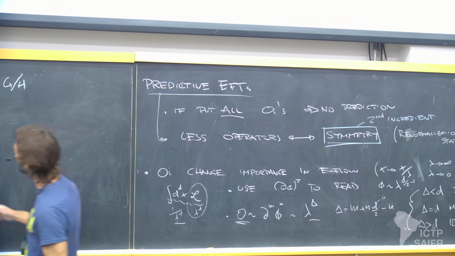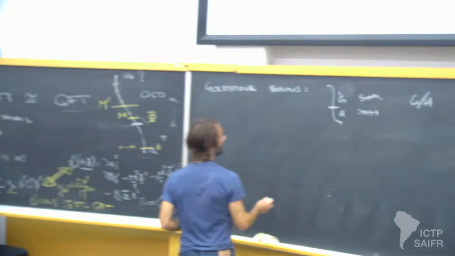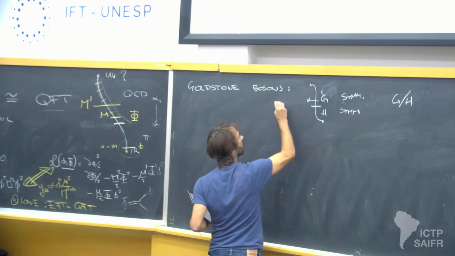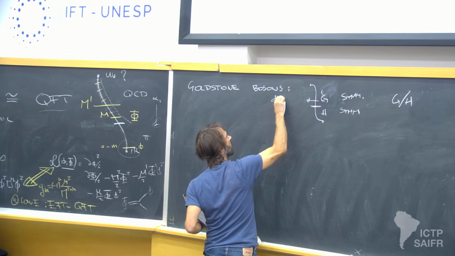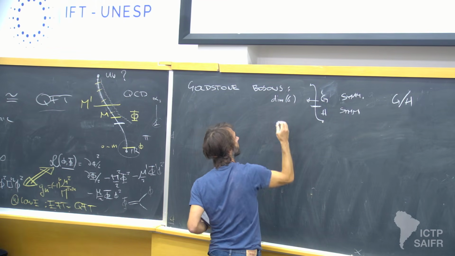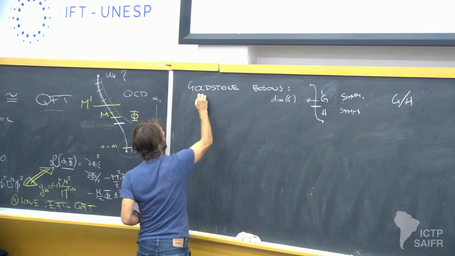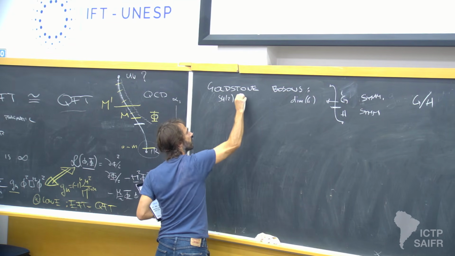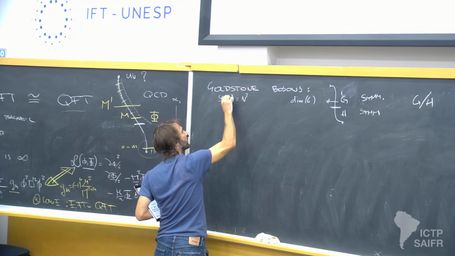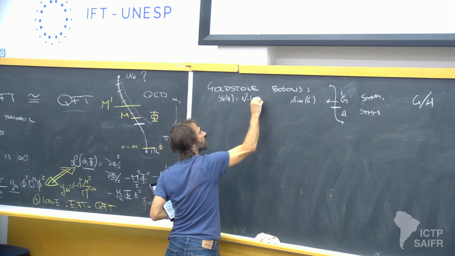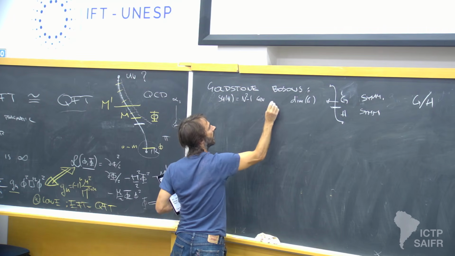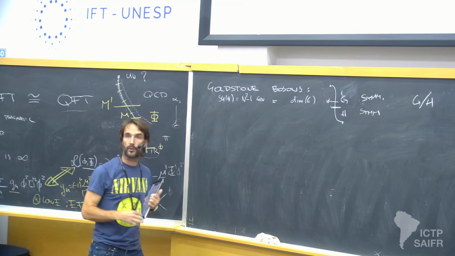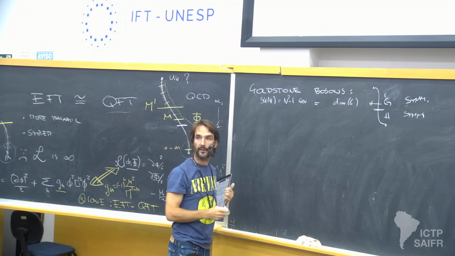So this is a group. It has a certain dimension. For instance, SU2, right, has... SUN has n squared minus 1 generators, and this is the dimension of the group G, if G is SUN, okay?